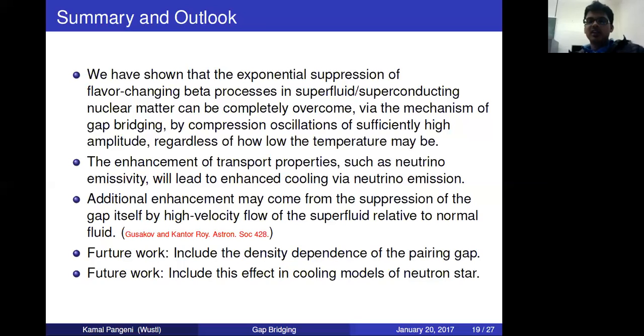If you look at the gap as a function of density, it is like a bell shape. So it does depend on the density. We ignored that fact, just looked at some particular density and did the calculation. But in future, it will be interesting to look at the density dependence of the pairing gap, and then see its effect on this mechanism of gap bridging in the calculation of cooling models of neutron stars.